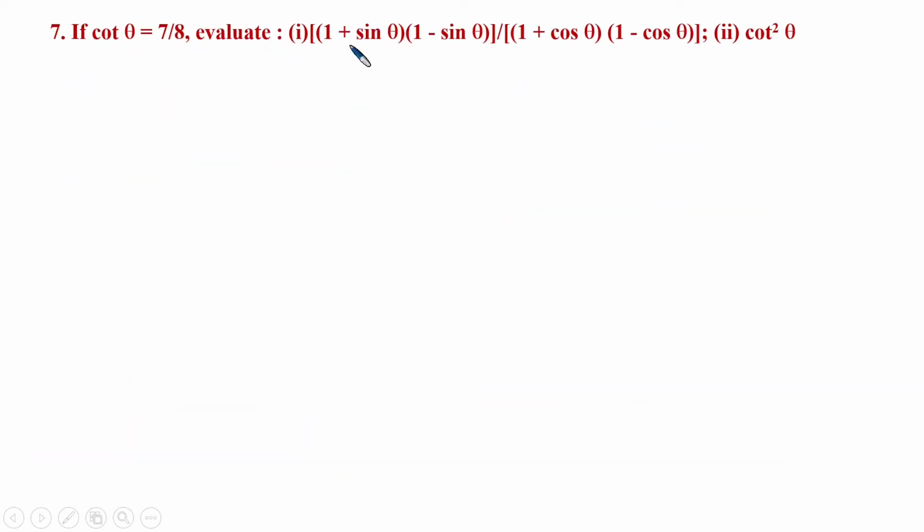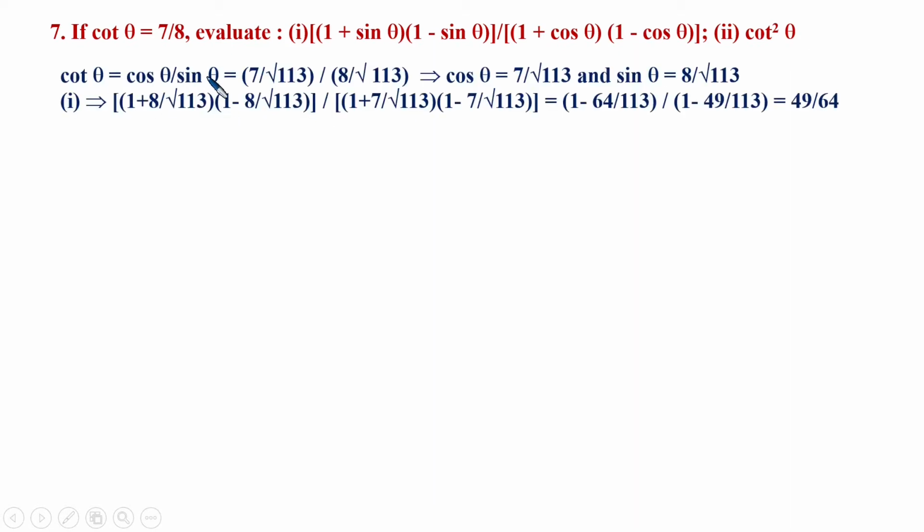Okay, now problem 7. If cot theta is 7 by 8, evaluate this expression and also cot square theta. So how do you find it? I write cot theta is cos theta by sin theta. So cos theta, this is your adjacent side and this is your opposite side. So I can find that your hypotenuse will be square root of 7 square plus 8 square, which is 113. So I can write this cos theta as 7 by square root 113, adjacent side by hypotenuse. This is opposite side by hypotenuse. So cos theta is this and sin theta is this. So I get this value. I substitute here in this expression sin theta as 8 divided by square root 113 and similarly here 1 minus 8 is 1 plus sin theta, 1 minus sin theta. I substitute here and I get this.